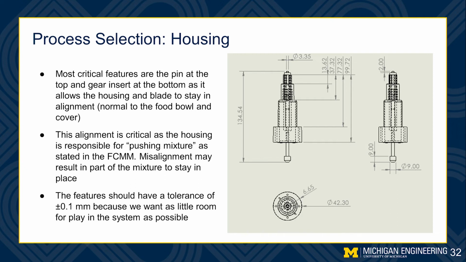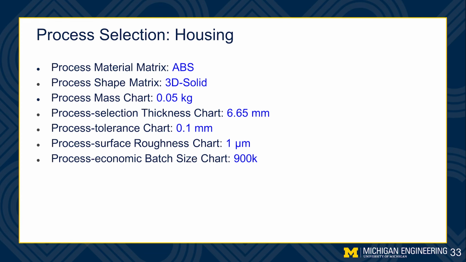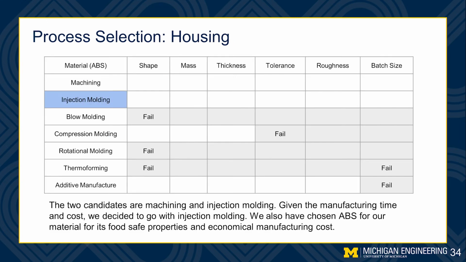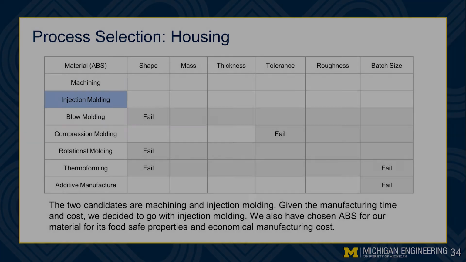And we run through all the requirements: material, shape, mass, thickness, tolerance, surface roughness, and batch size. And we got our final table. As you can see, the final two candidates are machining and injection molding. Given the manufacturing time and cost, we decided to go with injection molding. We also have chosen ABS for our material for its food safe properties and economical manufacturing cost.